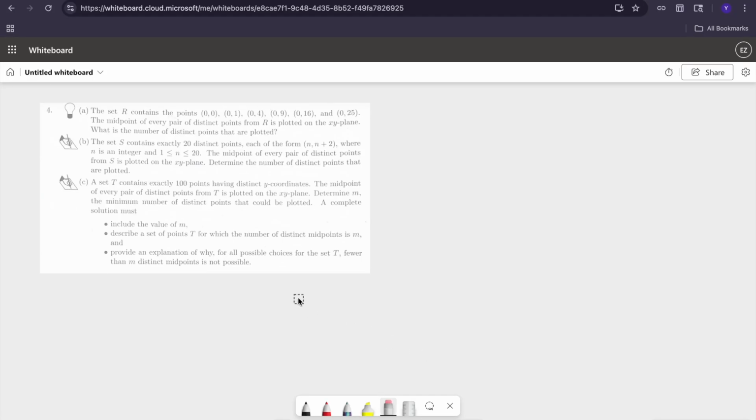Here is the Galois question, 2026, question 4.